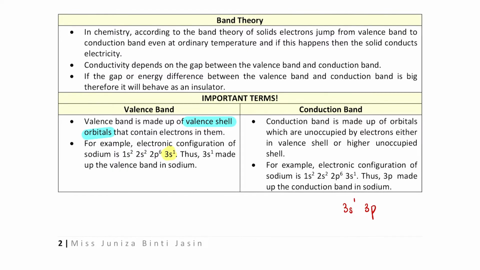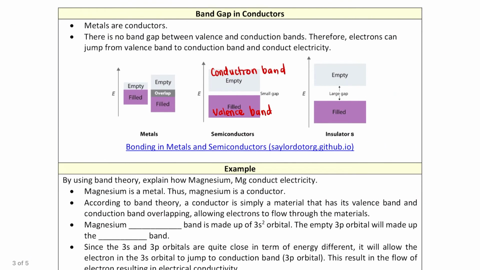Once kamu dah faham what is valence band, what is conduction band, next baru kita belajar band theory. So in chemistry, according to the band theory of solid, electron jump from valence band to conduction band even at ordinary temperature, and if this happen, the solid conduct electricity. Kisahnya senang je dekat sini. So this is how valence band and conduction band looks like. Alright, so ini teori dia.